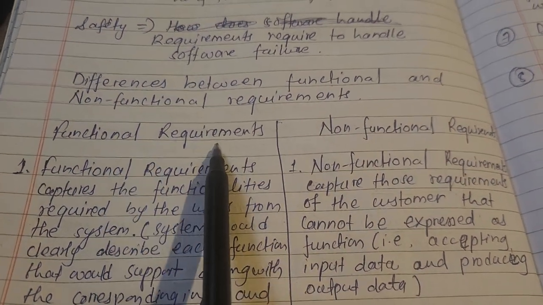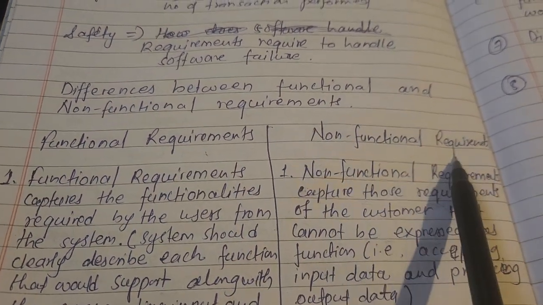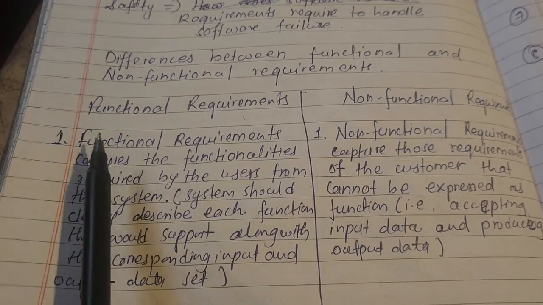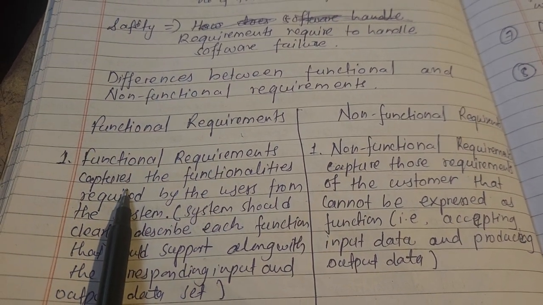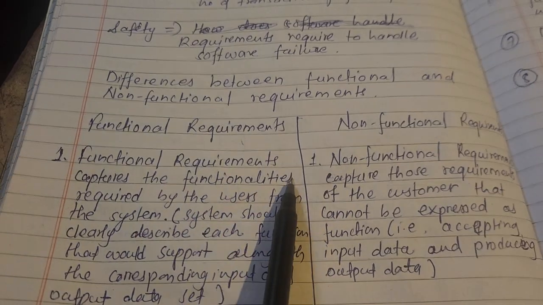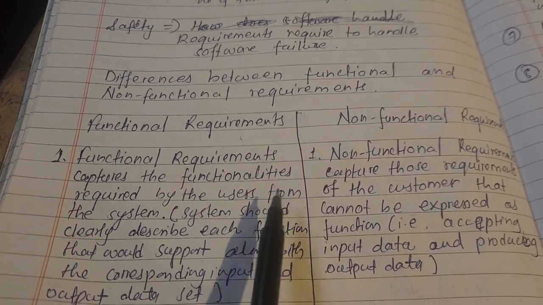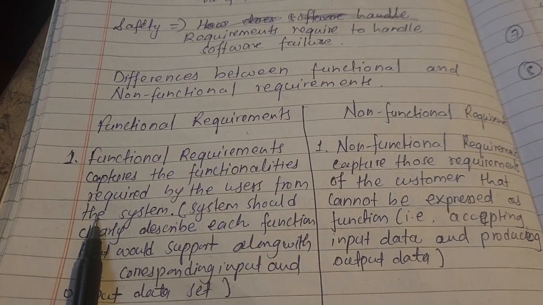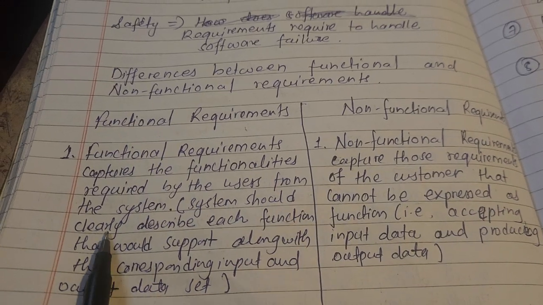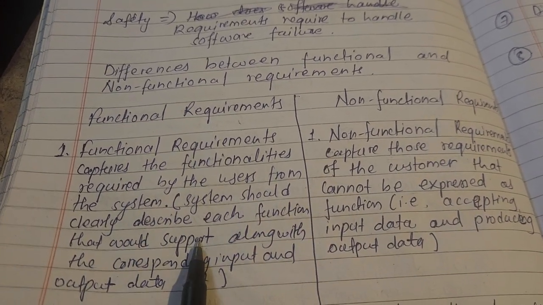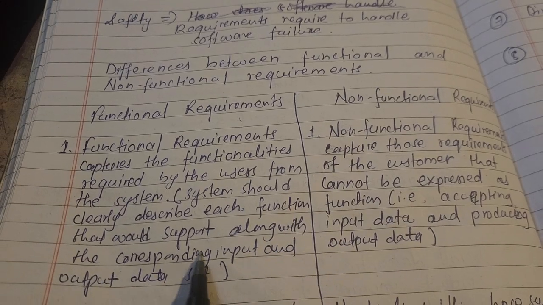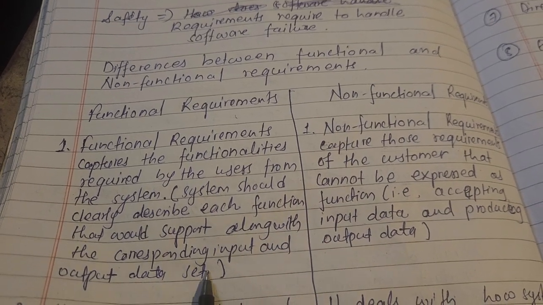Functional requirements and non-functional requirements. What are functional requirements? Those requirements that capture the functionalities required by the users from the system. Systems should clearly describe each function that they would support, along with the corresponding input and output datasets.